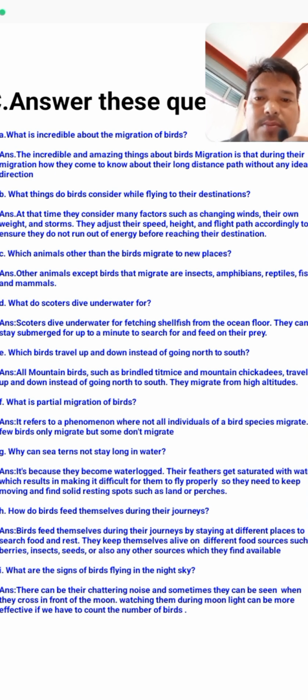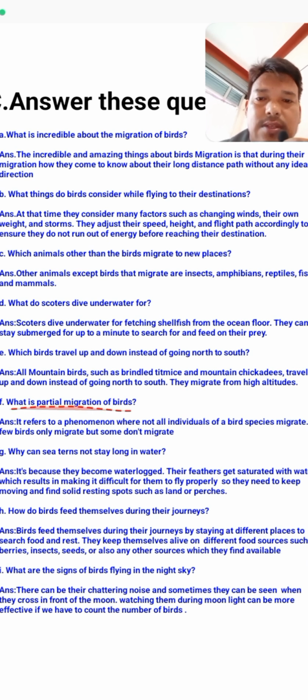And the E number, which birds travel up and down instead of going north to south? They are all mountain birds. In the text we have studied, and I have read in the text, students, these are mountain birds, such as nuthatches, titmice, and chickadees, and they travel up and down instead of going north to south. They migrate from high altitude. So all these birds always migrate from the high altitude.